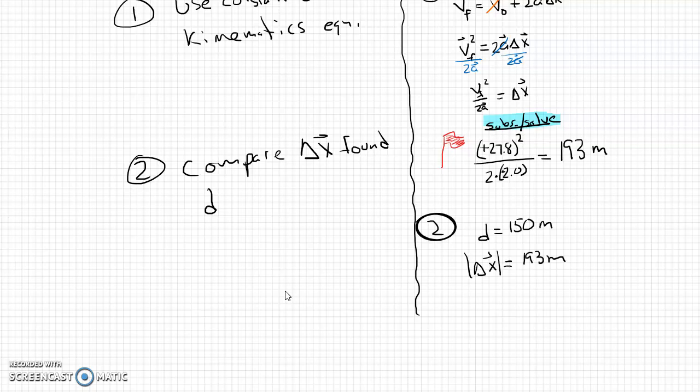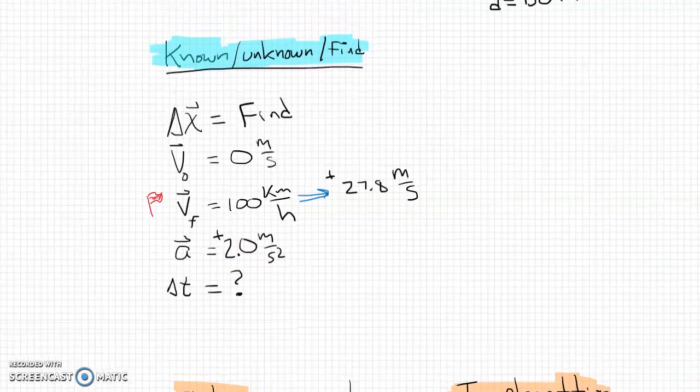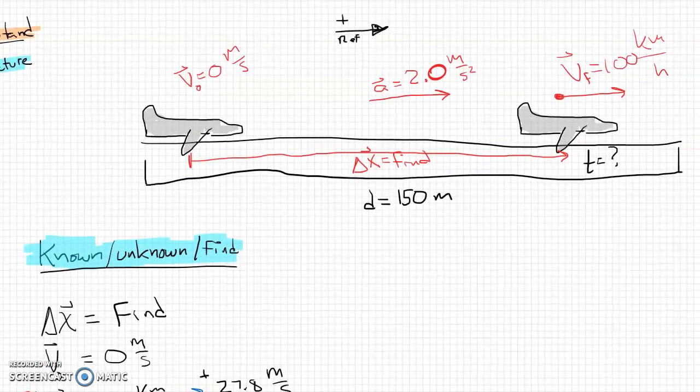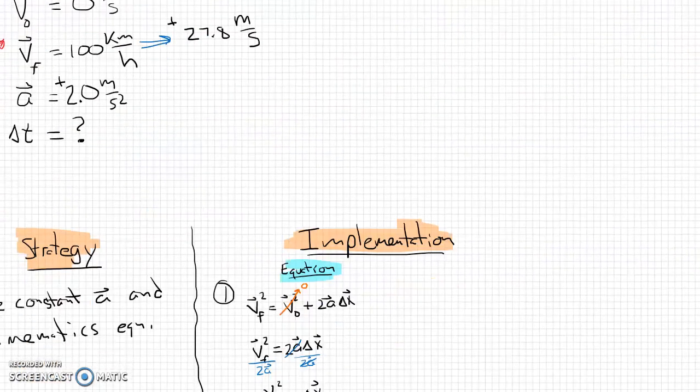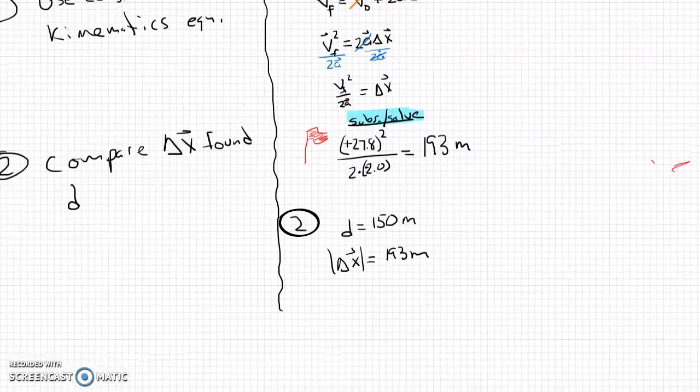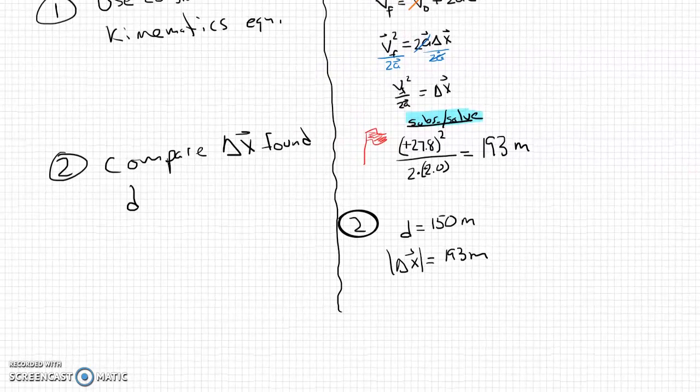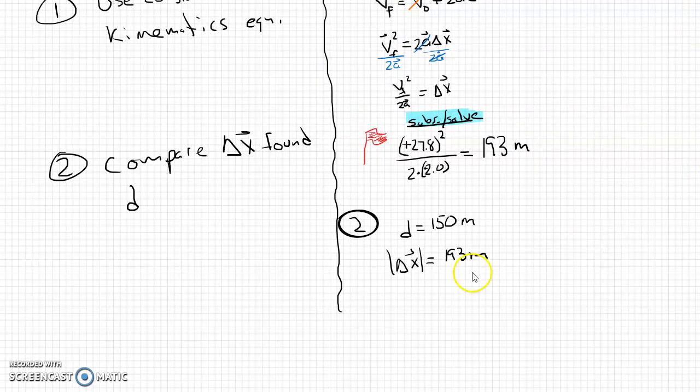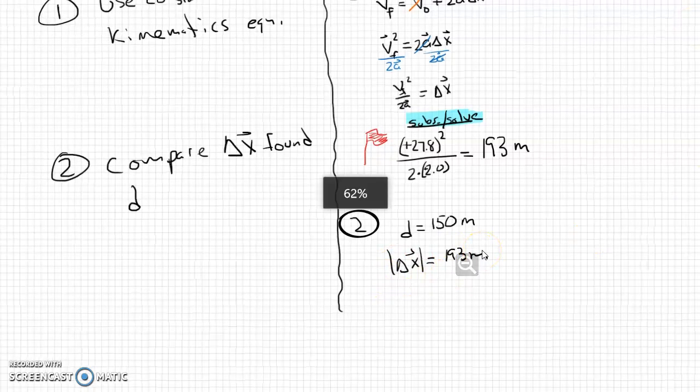Now let's think about what this actually means, and I'm going to go back up to my picture. Basically, what this is telling me is that the plane starts at rest, accelerates at 2 meters per second squared, and reaches a speed of 100 kilometers per hour, and it's going to require this delta x for that. We have a full length of 150 meters, and we're finding that in order for it to accelerate to that speed, it is going to require 193 meters.